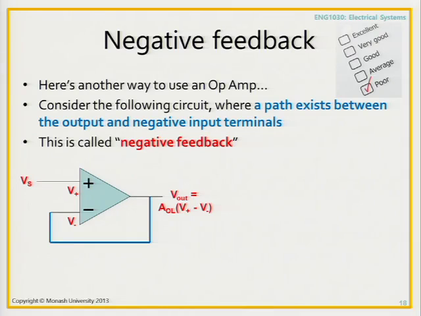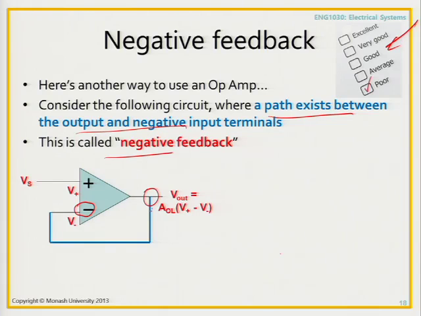All right, so now I'm going to introduce the most important way that we use the op amp, and that's called negative feedback. It's not when we grade your exams and give you a poor mark. That's not the kind of negative feedback we're talking about. The negative feedback we're talking about is a condition where I attach the output terminal back into the negative input terminal. So in this circuit, there is a path between the output terminal and the negative input terminal. And when this occurs, this is called negative feedback.